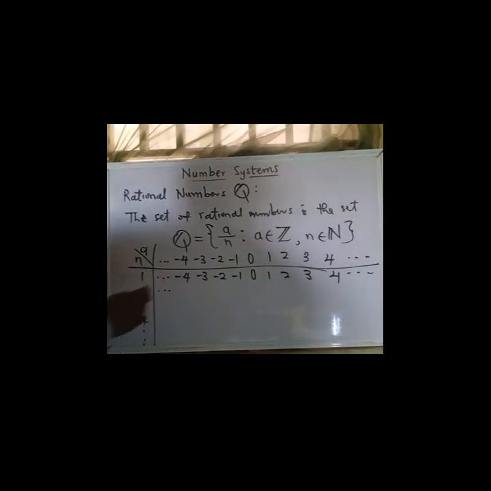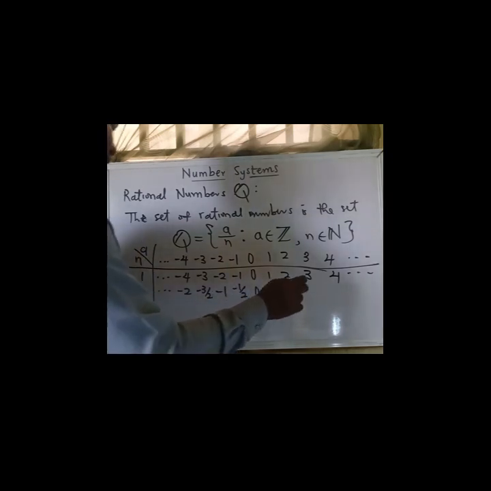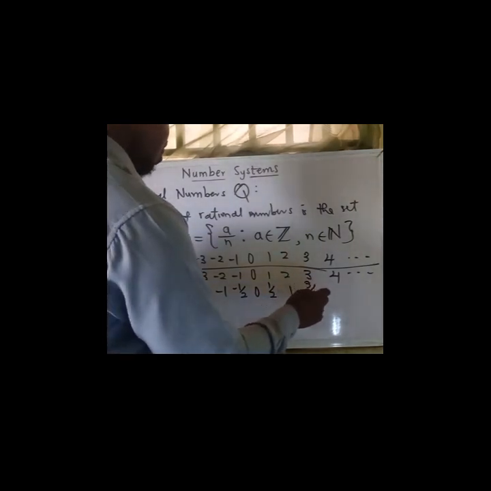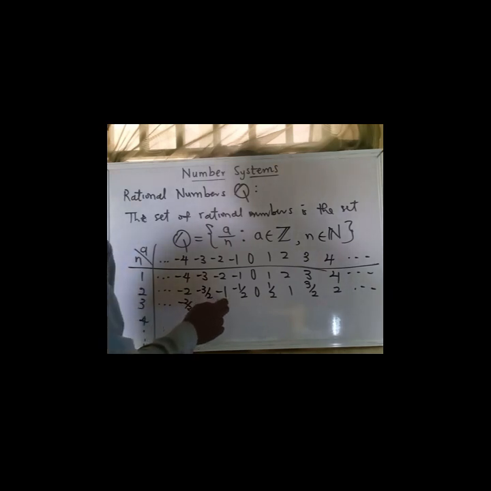Then if you perform the second line here, this will be -2, also an integer. The next one is -3/2, -1, -1/2, 0, 1/2, 1, 3/2, then 2. Then this continues. We also have -2/3, -1, -2/3.